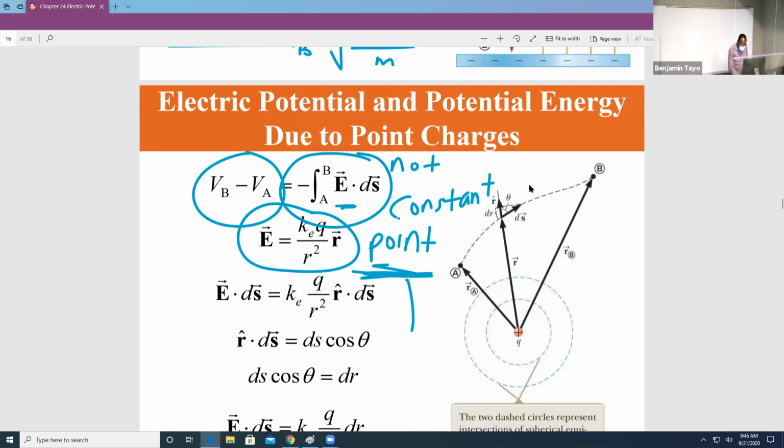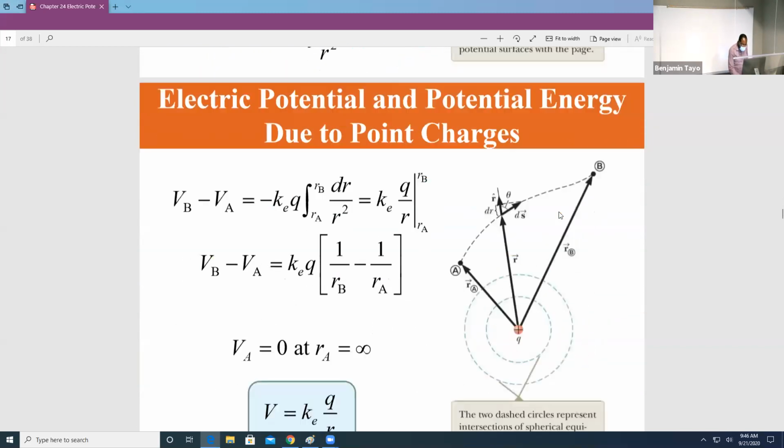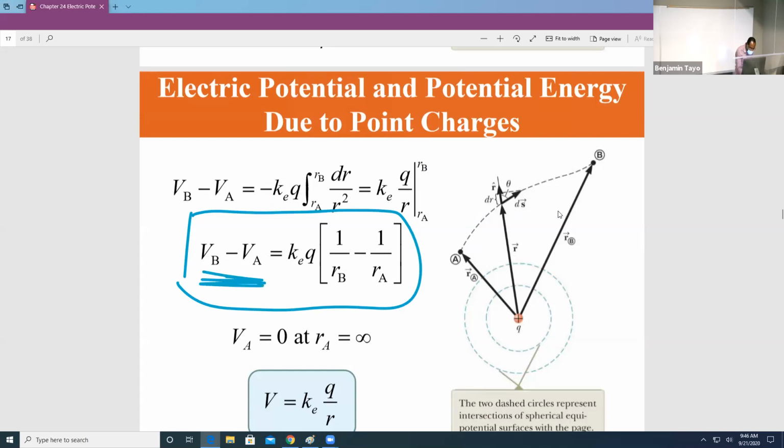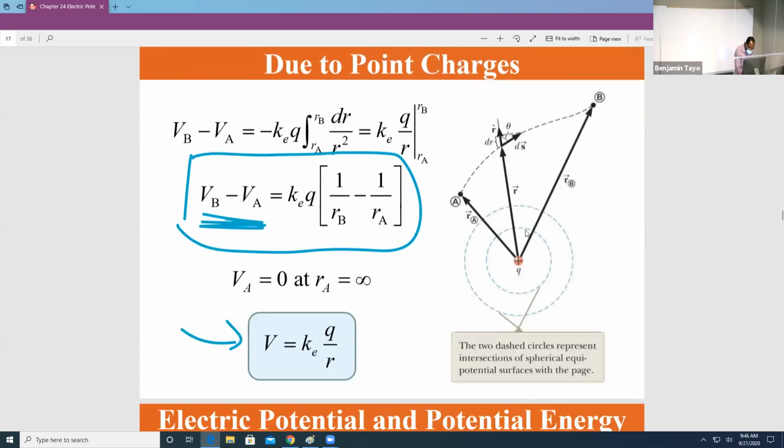Because of time, I think we've already seen this in the previous class, so I'm not going to go over this again. We said that the potential at point A minus the potential at point B is given by this equation. And so we can just write down one equation for the potential. It's given by this equation.